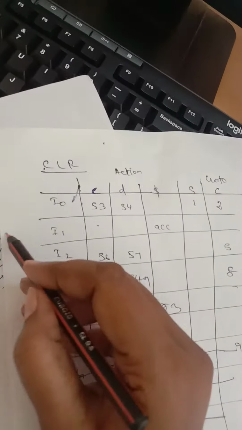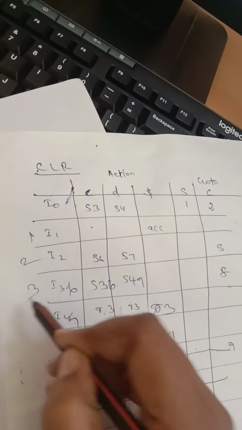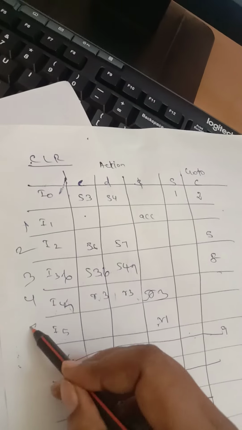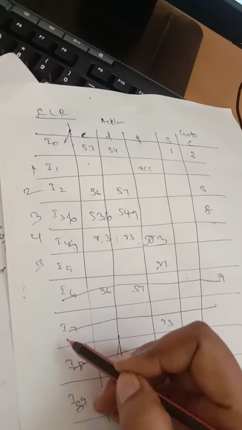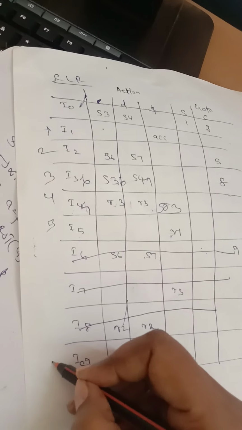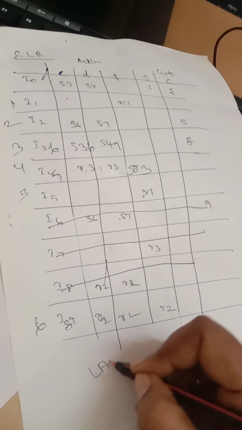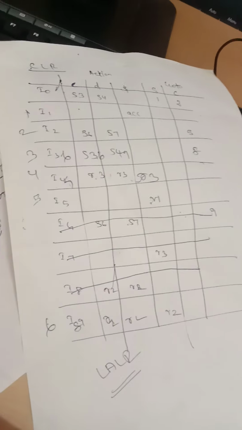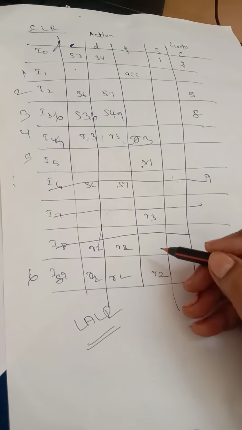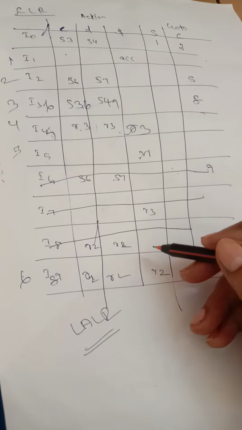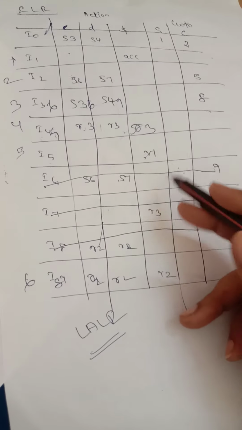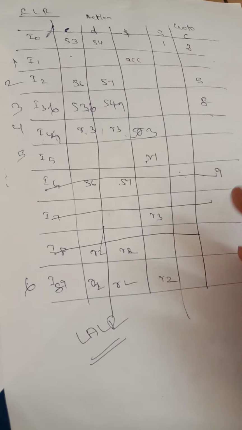So how many rows are there? 1, 2, 3, 4, 5. We removed 6, we removed 7, we removed 8. Here we use this. So this table is called LALR. What is LALR? The optimized parsing table of CLR is called LALR. Thank you.